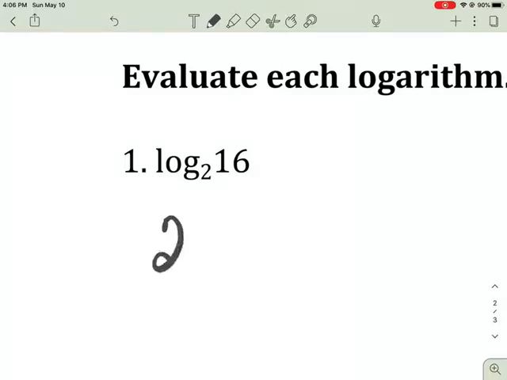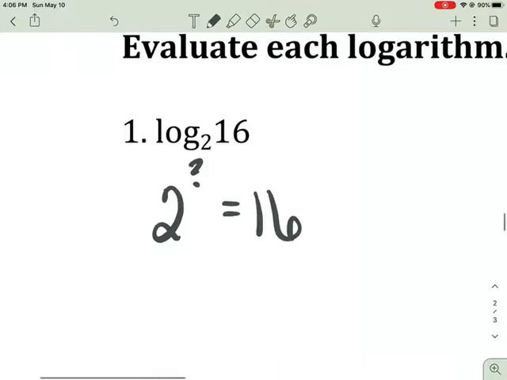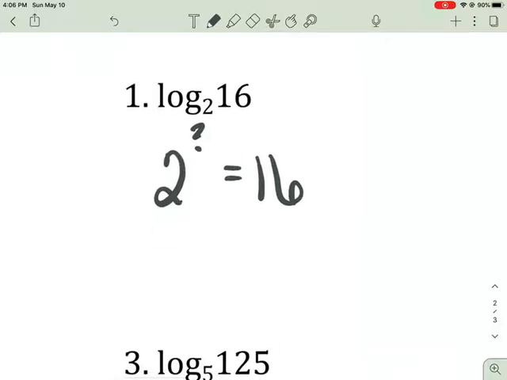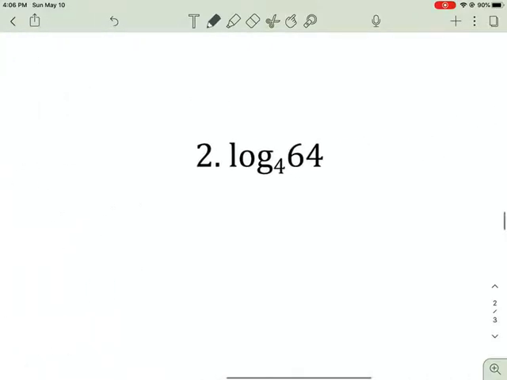So when you're evaluating, the question you should ask is to write it in exponential form. Is 2 to what power gives you 16? 2 squared is 4, then 3 is 8, 4 is 16. So our question mark here is 4.